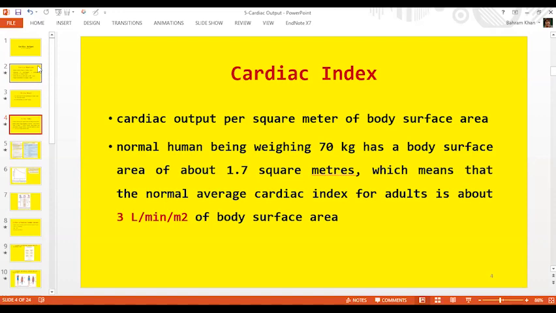Please tell your good name and then ask the question. I request all students to please tell your names when you ask the question. Okay, Hera, what's the question? High cardiac output conditions.